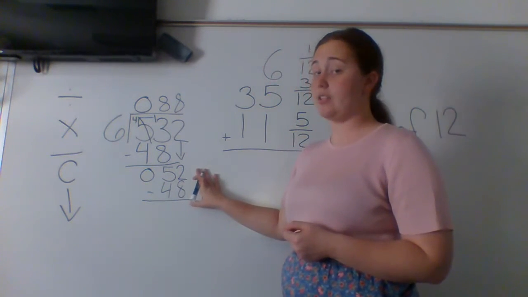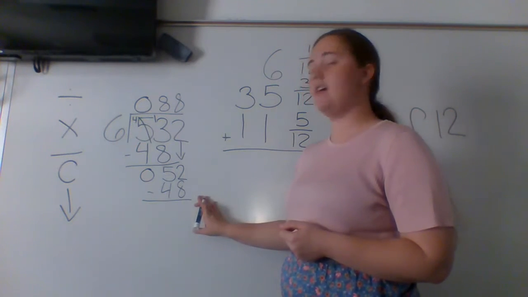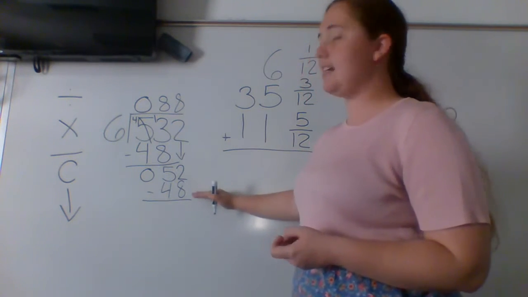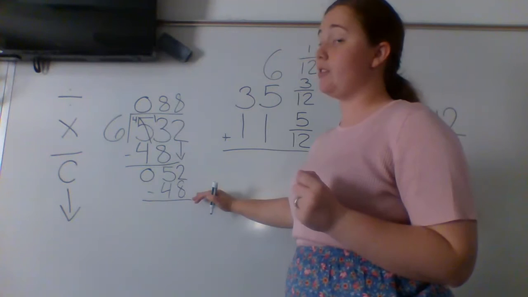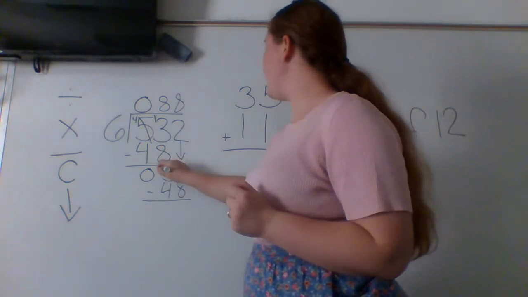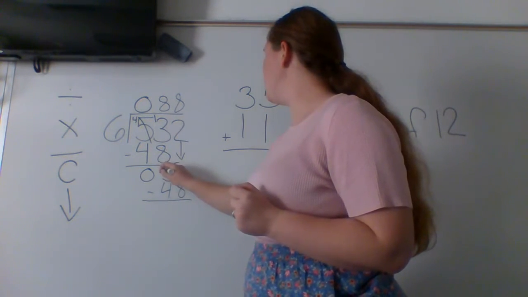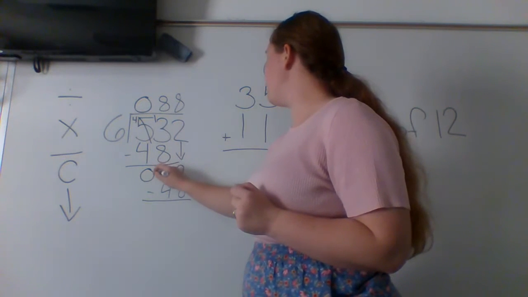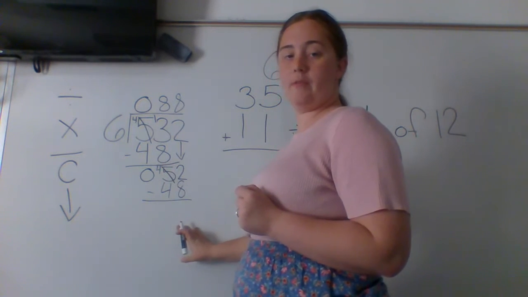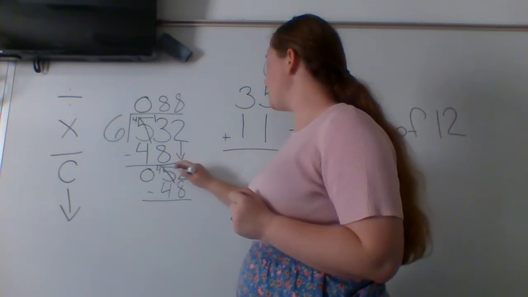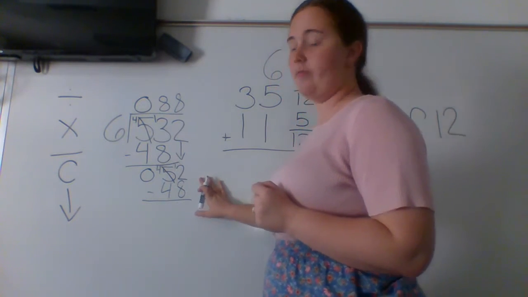Okay, now we're doing the same thing. We're going to subtract. 52 minus 48. 2 minus 8, no, we can't do it. So we're going to have to borrow. 5 is going to become 4. 2 is going to become 12.